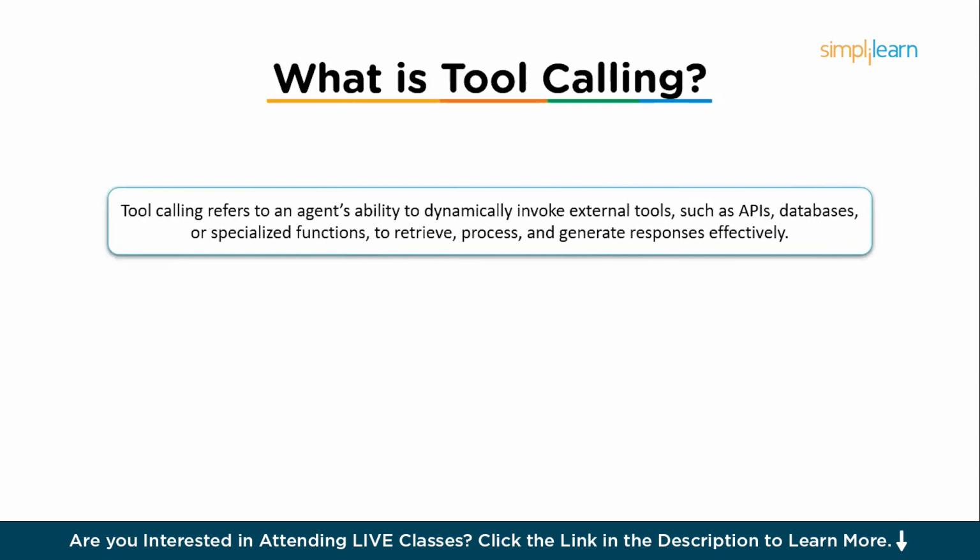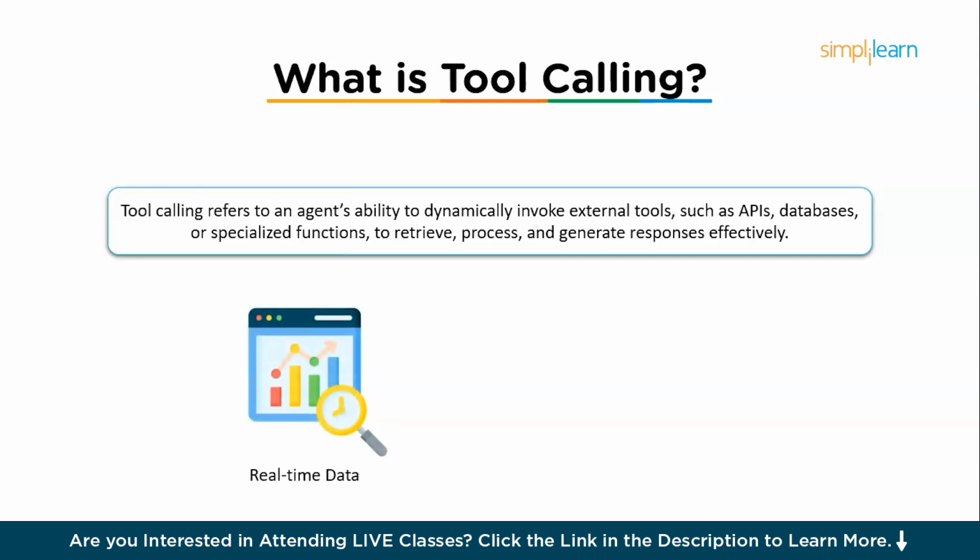Tool calling refers to the agent's ability to dynamically invoke external tools such as APIs, databases, or specialized functions to retrieve, process, and generate responses effectively. This is critical in RAG systems where the agent may need to access real-time data or structured information that is not contained in the model's training data.